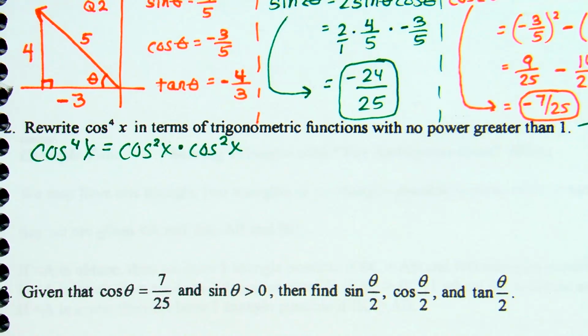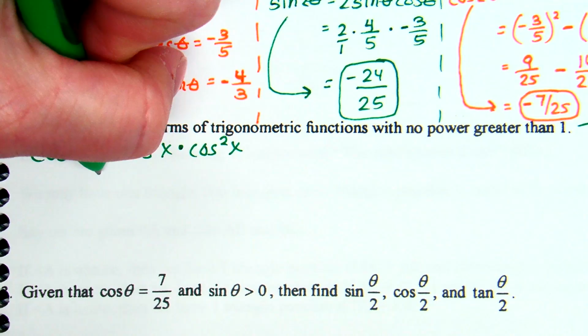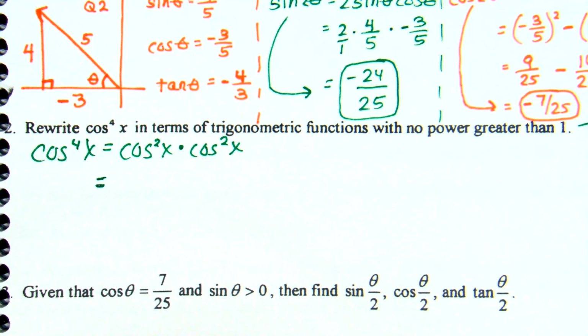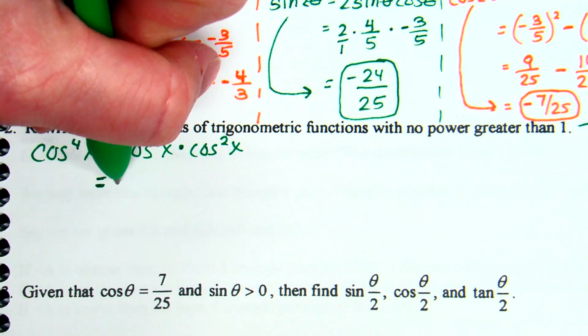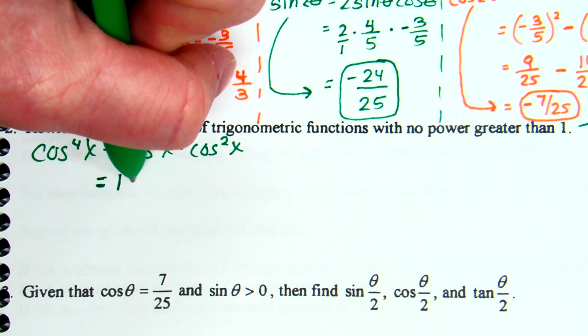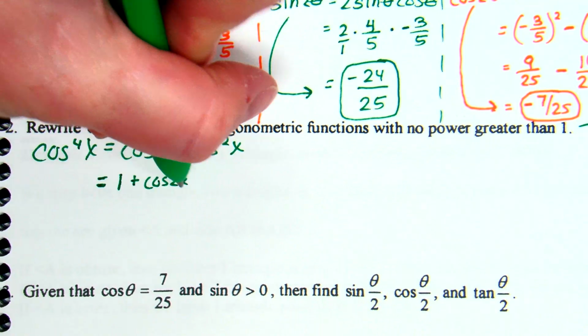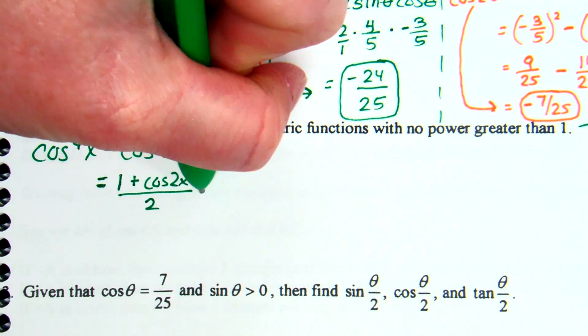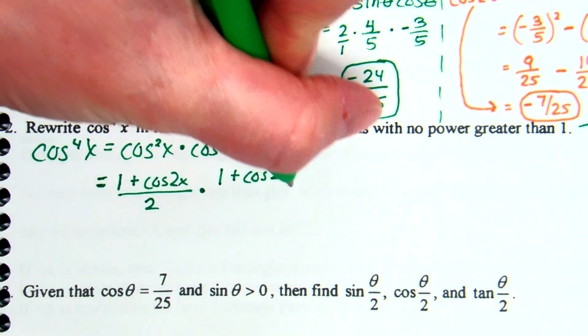Do we have an identity for that? According to our identities up above, what is cosine squared? Yeah. We'll put it in terms of x since that's what they provided us. So according to the power reducing identity, 1 plus cosine 2x divided by 2 times another 1 plus cosine 2x divided by 2.